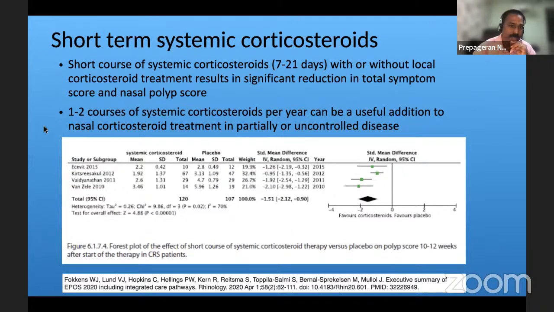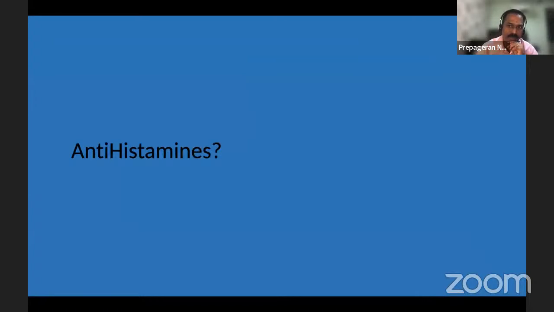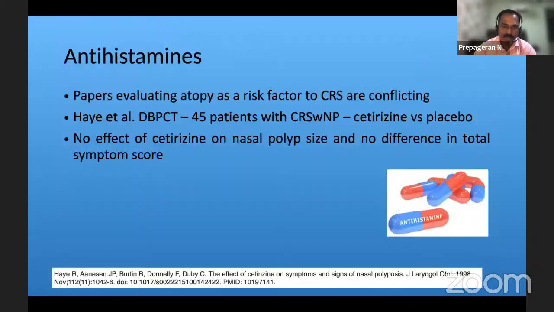However, it's only recommended to use 1 or 2 systemic courses per year as a useful addition for partially or uncontrollable disease. But the mainstay of treatment is, as usual, the intranasal corticosteroid spray. How about antihistamine? We use antihistamine very, very frequently. Now, does it work? Is it useful in treatment for rhinosinusitis with and without polyps?